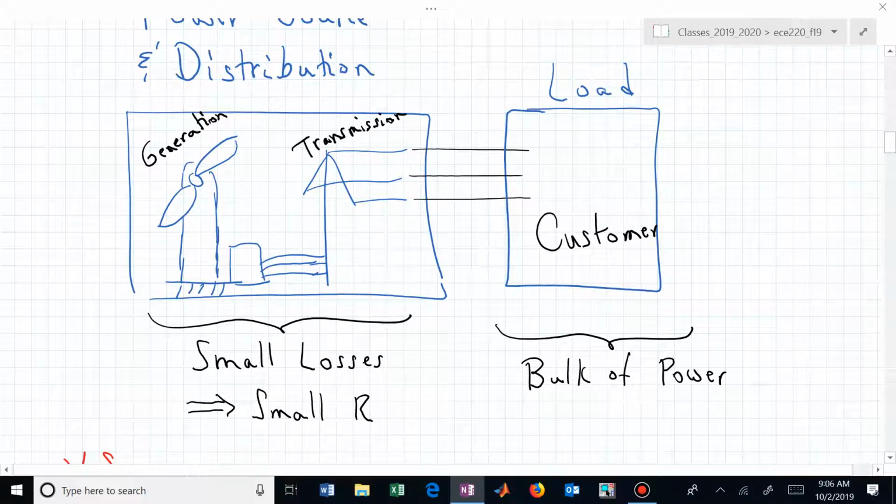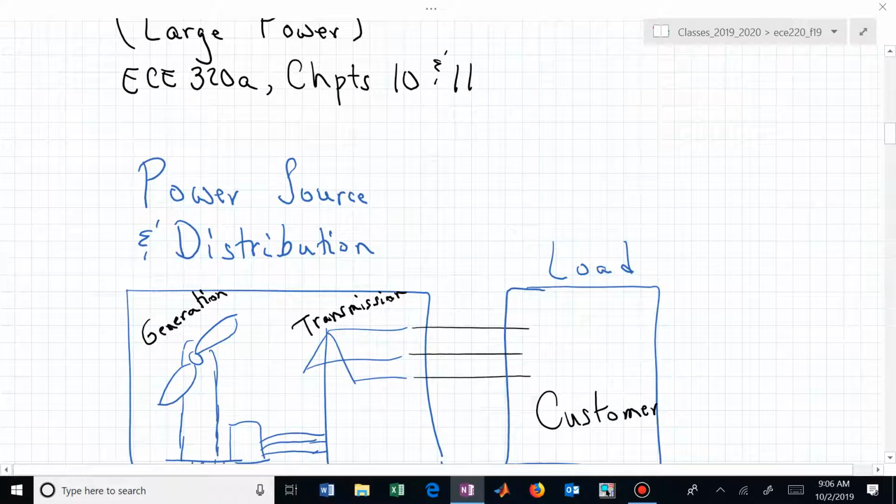Hopefully, if we're doing our job properly, if we're being efficient, we have very small losses in the generation and distribution of that power. We want to get as much of that power that we create, or energy that we create, to our customer. So we're trying to make sure that the bulk of the power is actually delivered to the customer, and we don't lose a lot of power in the creation and transmission of that energy. That is for next semester.